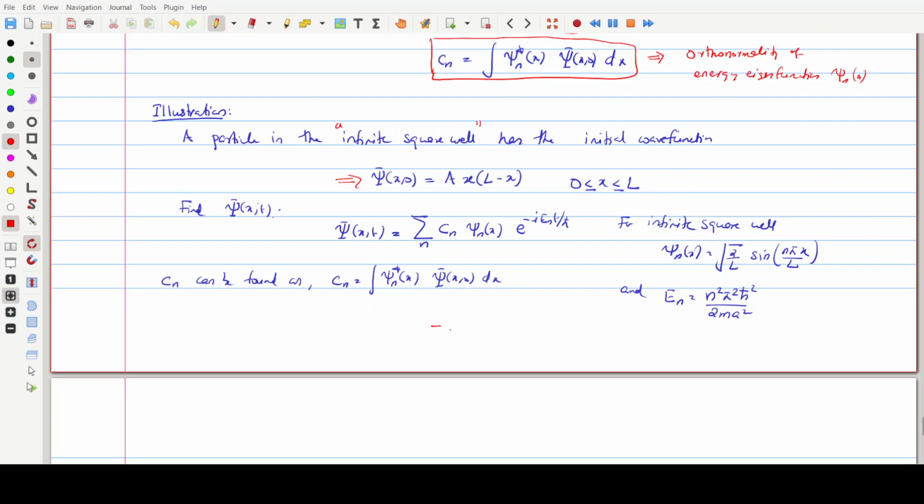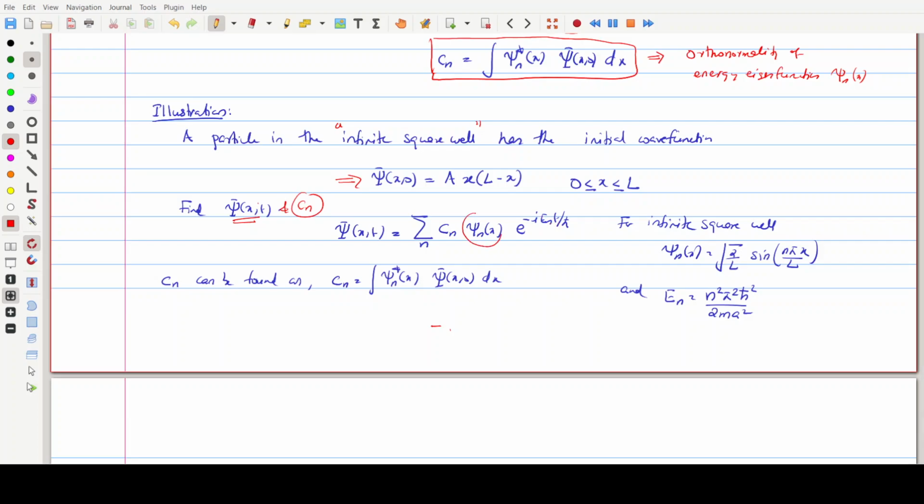Okay, now how can we find psi of x,t, or how can we find Cn? Once we find Cn, we can find psi of x,t. So psi of x,t in general can be expanded as the sum over n of Cn psi n of x e raised to minus i E t by h cross.